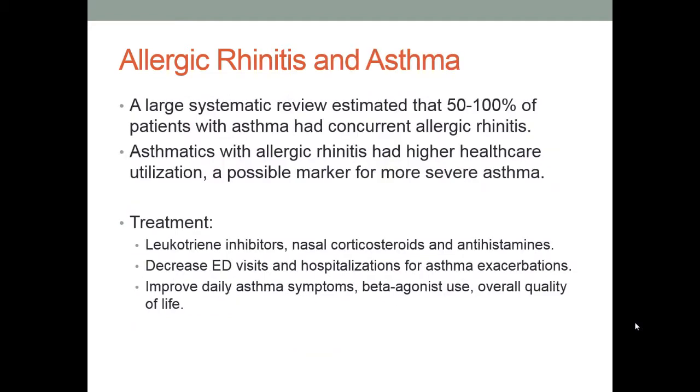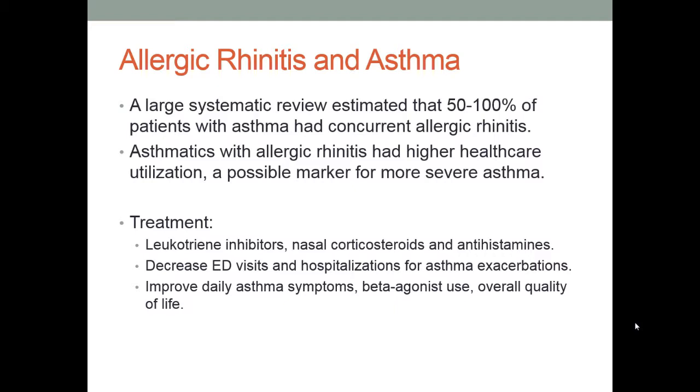So there's a large systematic review published in the Journal of Asthma in 2006 that went over 12 studies done between 1983 and 2004 to see what the prevalence was between patients who have both asthma and allergic rhinitis. In those 12 studies, they found anywhere from 50% to 100% of patients that had asthma had symptoms of allergic rhinitis. They did find that those asthmatics with concurrent allergic rhinitis had high healthcare utilization, as I previously mentioned, which they postulated was a possible marker for more severe asthma.